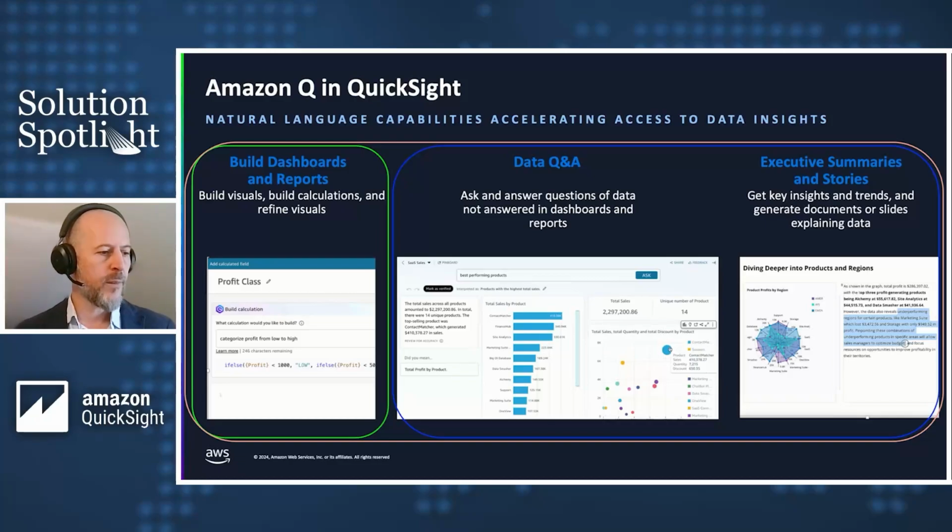Stories, for those who are not familiar with this feature, creates a kind of narrative answering one question. For example, I would like to create a marketing campaign for next year based on the best products that I think should be in that campaign. And I would like to also create a timeline to deploy that marketing campaign, even maybe a discounting strategy. So stories within Q in QuickSight is going to build that for you.